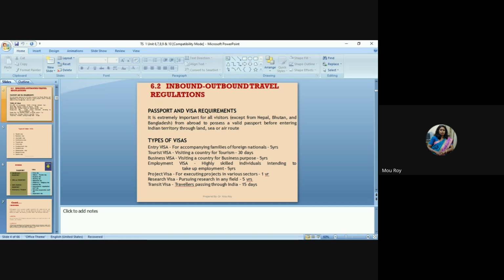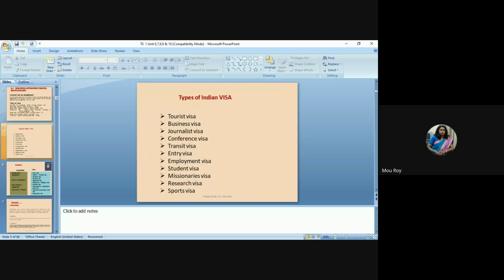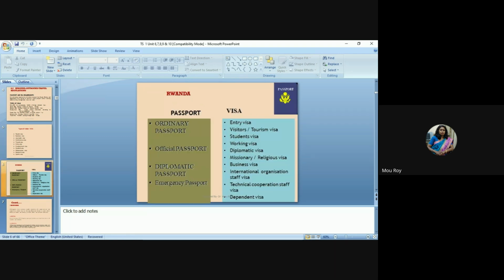Then if you are on a project, for executing projects in various sectors, you require a project visa. Then suppose you wanted to pursue research after your masters, in Australia or UK, you are also given a visa for pursuing research in a particular field in a particular country. Then transit visa, for travelers passing through India, or suppose you wanted to go to London via Dubai, and maybe stay in Dubai for 1 or 2 days. In that case, you need a transit visa. Okay. So these are the different types of visa and passports I have already mentioned.